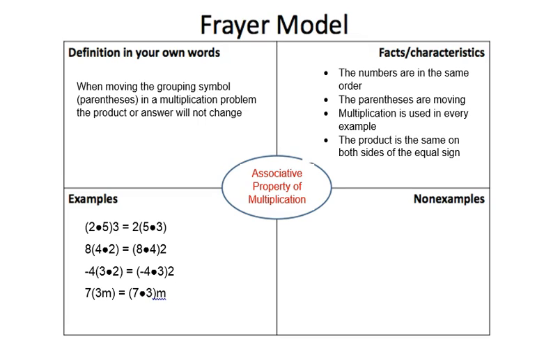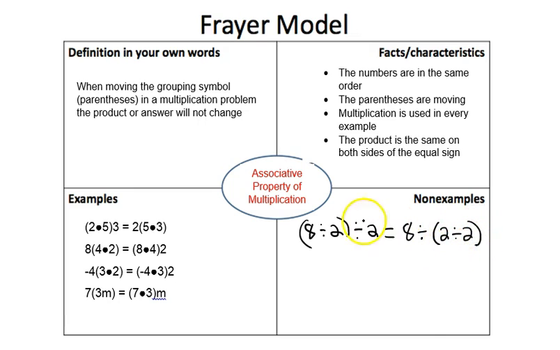So let's go over some non-examples. Why doesn't division work for this property? Well, let me show you. 8 divided by 2, we're going to put that in parentheses, divided by 2 equals 8 divided by 2 divided by 2. Notice the numbers are in the same order. 8, 2, 2, 8, 2, 2.